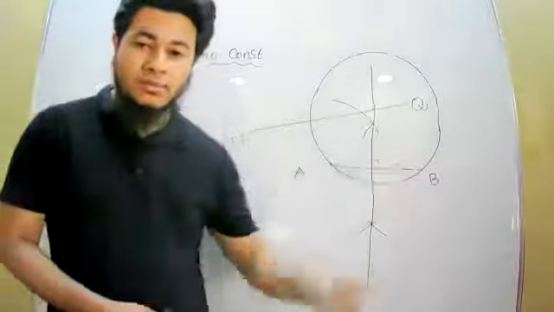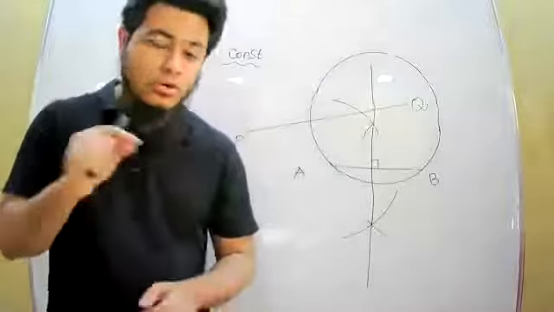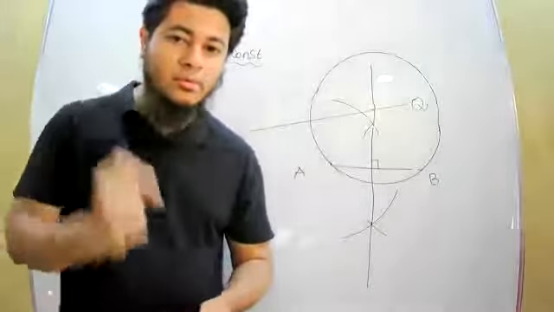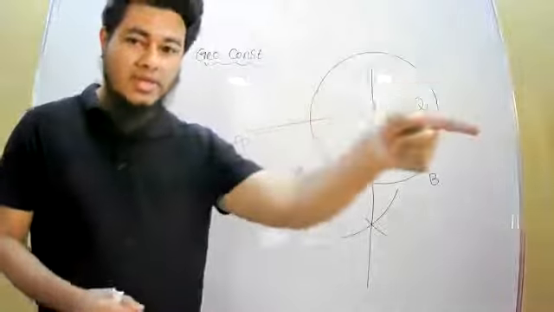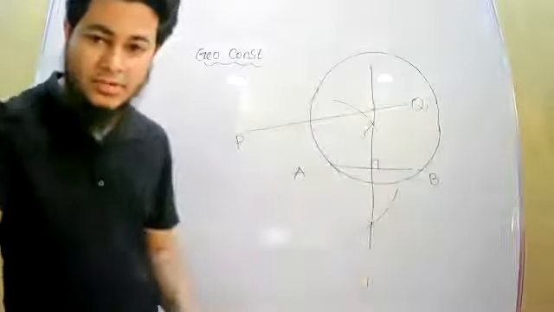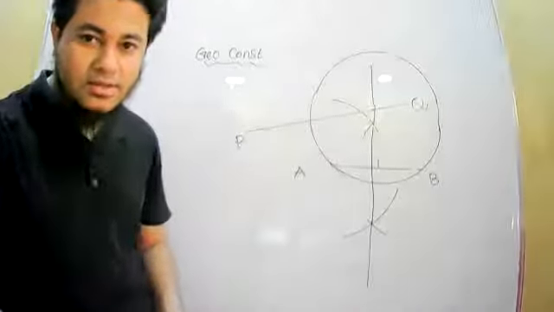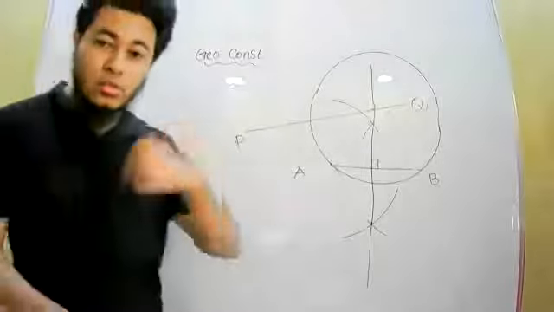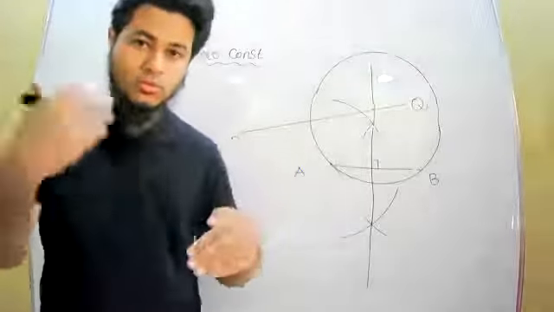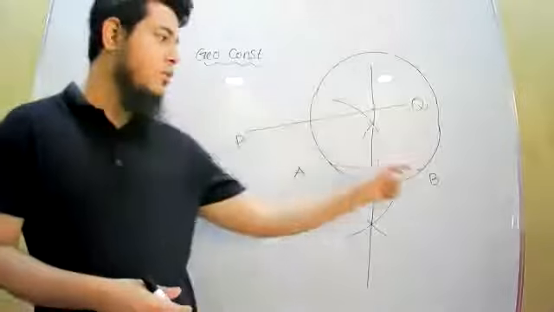We join A, B. It is written in the book as join A, B. Never write it this way in the exam paper, because that means you are instructing the examiner, which is not liked by the examiner of Bangladesh. Okay, so you have to write we join, because by we you mean yourselves, right? So we join A, B.